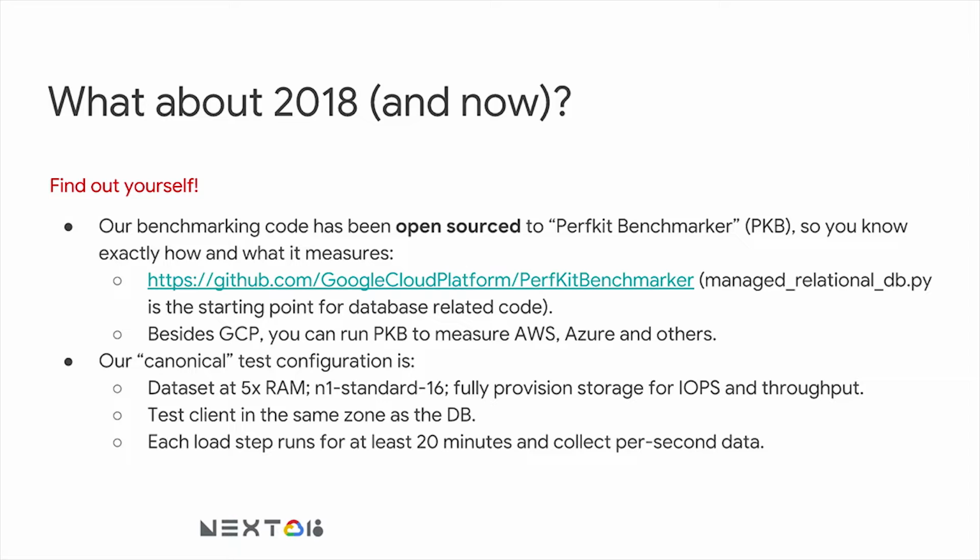So our canonical test configuration, when you decide to try the PerfKit Benchmarker, is basically we always try to make sure the data set is large, so it's 5x RAM, and we use N1 standard 16, and we always try to fully provision the underlying storage, which should be 1.7 terabytes for PD-SSD, for the best performance possible. And then we place the test client in the same zone as the database, and we run each load step for long enough so we get to observe the variability.